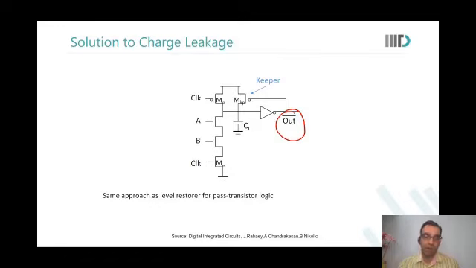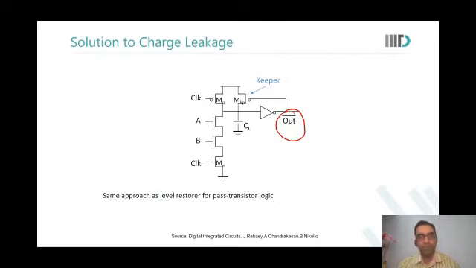See, the keeper is on. Output is expected to be 0. Out bar is expected to be 0. So the keeper is fully on, and the PMOS is in the saturation region. So it is the saturation current of the PMOS versus the off current of the NMOS. So the keeper can be fairly small. It will still depend on the size. But you will see, if you're working on the project with the dynamic gate, the keeper will actually be very, very small. Not only will the width be 0.135, you will also keep the length much larger than 0.06.